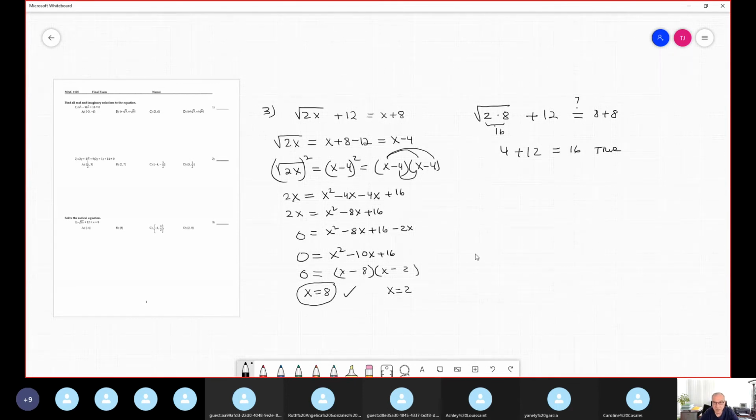Let me try the verification for x equal to 2. The square root of 2 times 2 plus 12 outside should be 2 plus 8. 2 times 2 is 4, square root of 4 is 2, no? So 2 plus 12 should be equal to 10, because 2 plus 8 is 10. You get the contradiction because 14 is not equal to 10. It's a totally false statement. That means that 2 doesn't work and the only solution that we have is B.